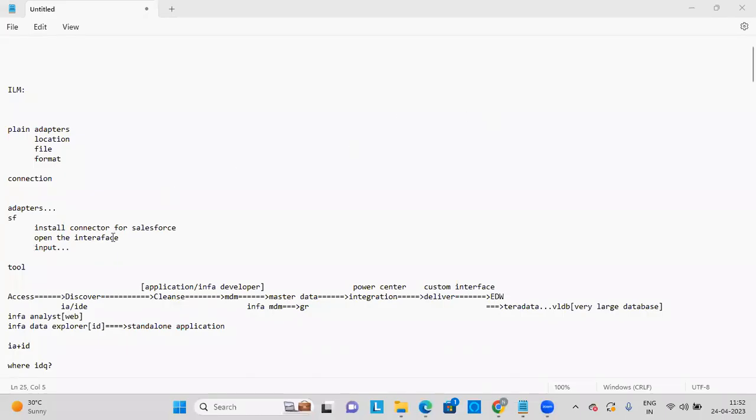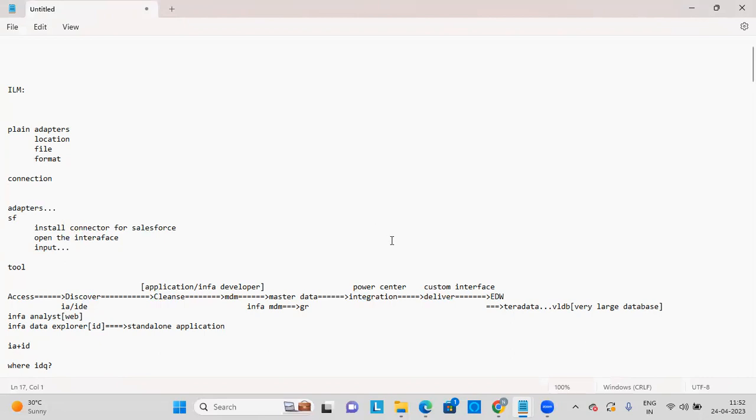Fine. So now that we know the life cycle and the tools, which means tools under the access layer and discover layer: Informatica Analyst, Informatica Developer, Data Explorer. Then cleanse: Informatica Developer, Informatica MDM. Integration: PowerCenter. Delivery: an interface, we need to build our own interface, and the target will be Teradata, Amazon Redshift, or whatever. So that's about the tools that we use within this life cycle.